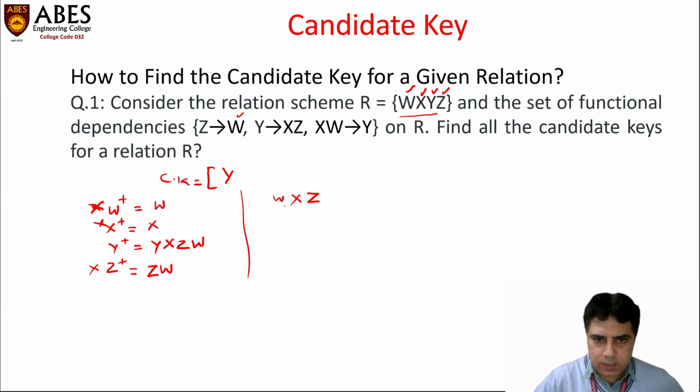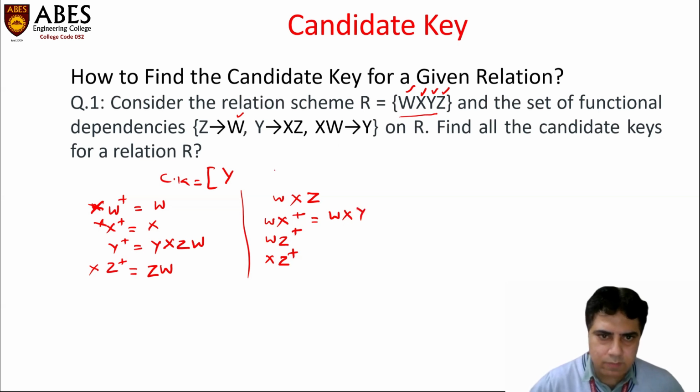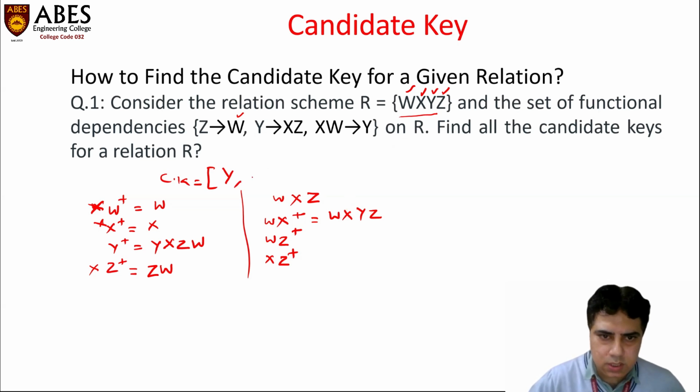Now we can combine two attributes. We will pair the two combinations WX, WZ, XZ, then no other pair. So let us take the attribute closure of WX. So here is XW. We can determine Y, and from the Y we can determine XZ. So we can determine from WX all the attributes that are present in the relation R. So this is another candidate key, WX.